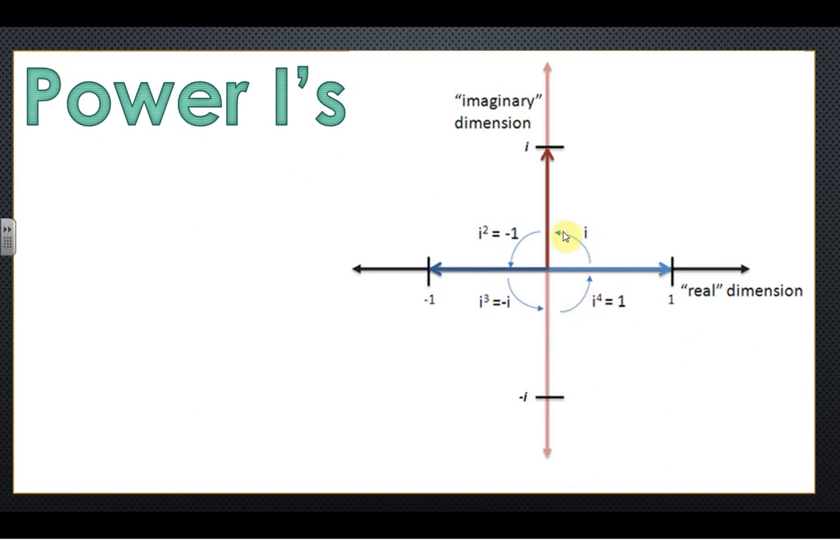All right, so, ladies and gentlemen, there's a power cycle of i. We know i is the square root of -1. But i squared is going to be equivalent to -1. i cubed is -i, and i to the fourth is positive 1. So you're basically going to have to know your power i cycle. And if you notice, some of these are in the real dimension and some are in the imaginary or lateral dimension. And let's talk about why.